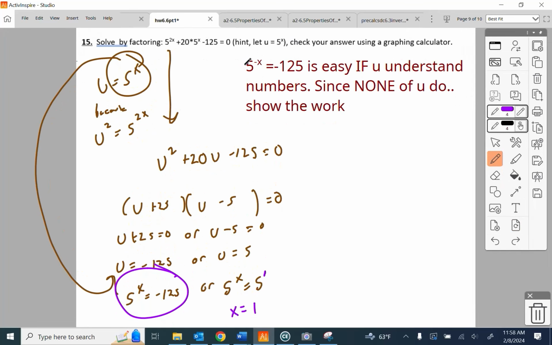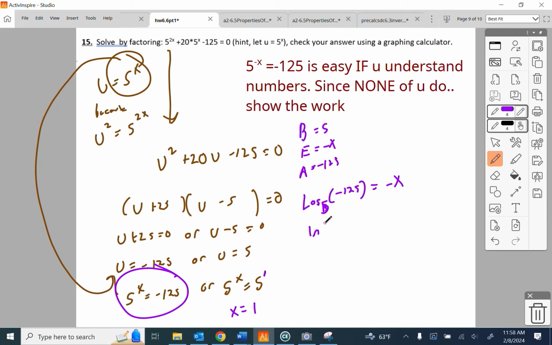Your base is 5. Your exponent is negative x. And your answer is negative 125. So I have a log whose base is 5. Her answer is negative 125. And she equals negative x. That's supposed to be a 5 there.